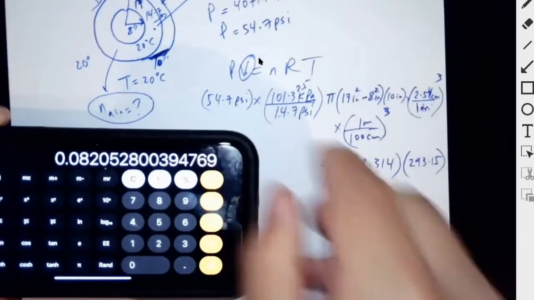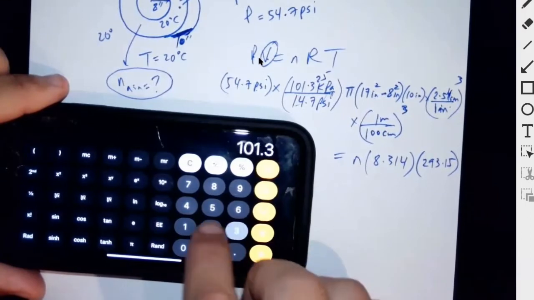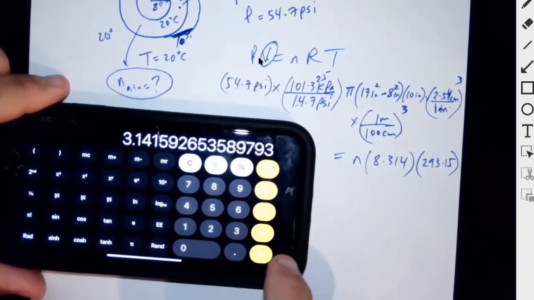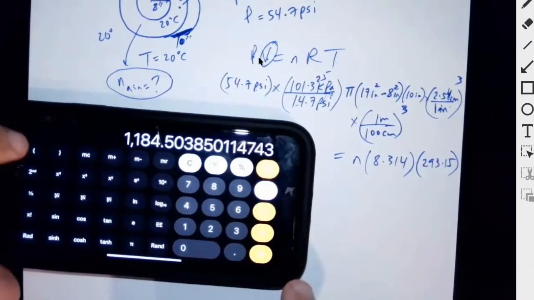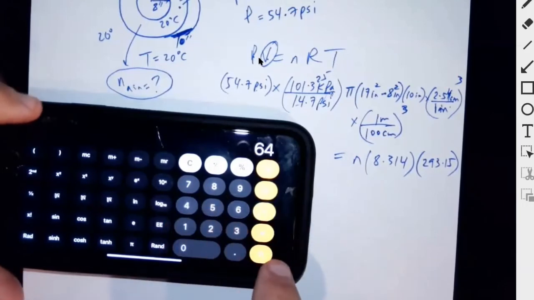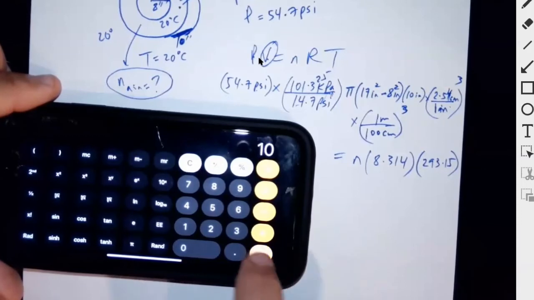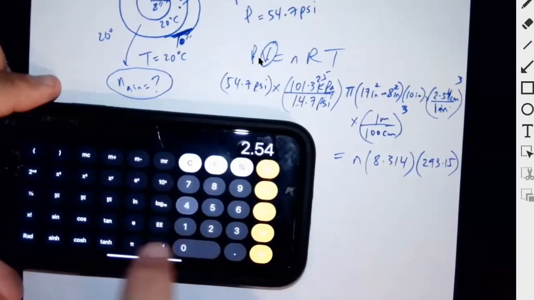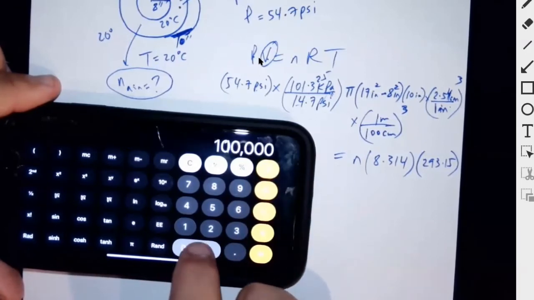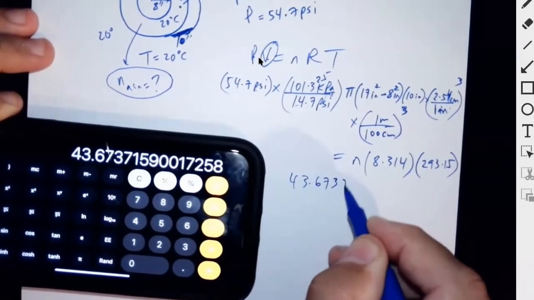Okay, let's put all this in. 54.7 times 101.325 divided by 14.7 times pi times parentheses 17 squared minus 64 close parentheses equals, times 10, times 2.54 cubed equals, divided by 100,000. That's the 100 cubed. Okay, so 43.6737.